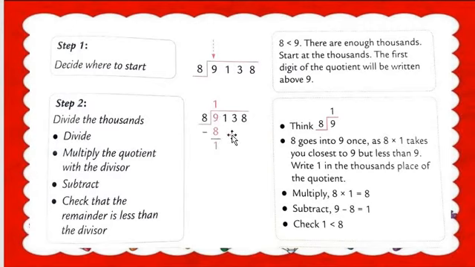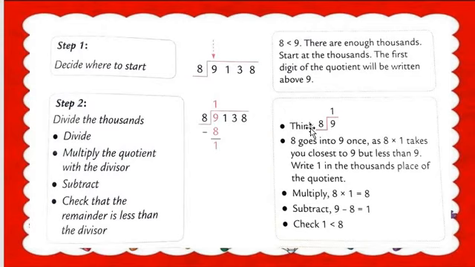And then after that what to do? We take the 1 downside in step number 3. But okay, here is an important line: 8 is not greater than 9, so there are enough thousands. Start at the thousands. The first digit of the quotient will be written above the 9.